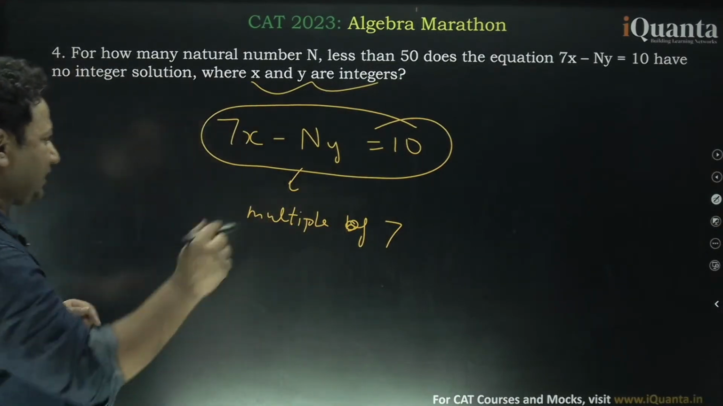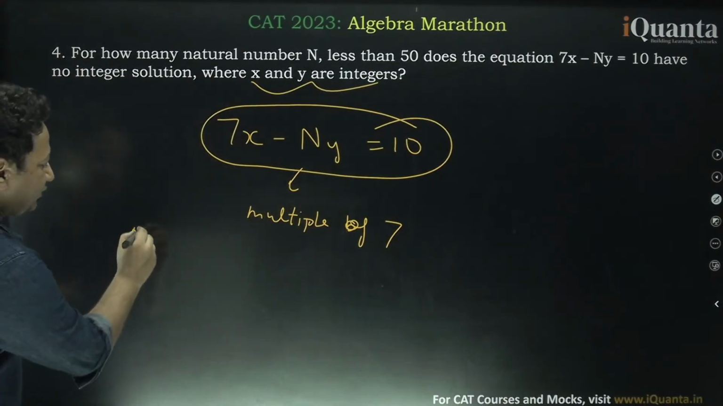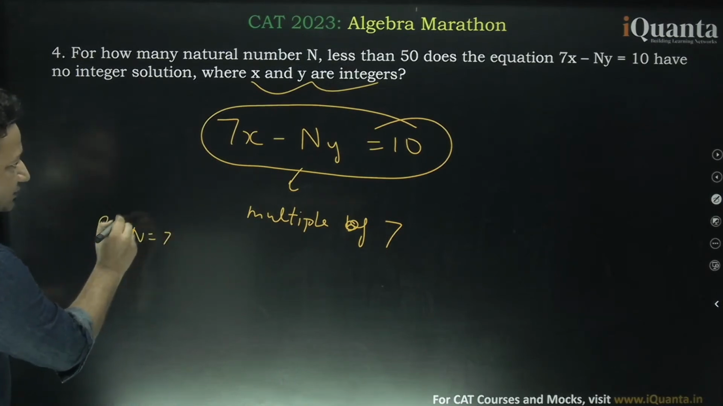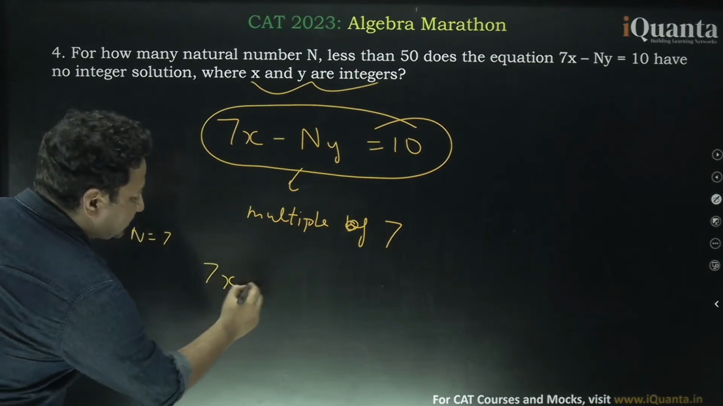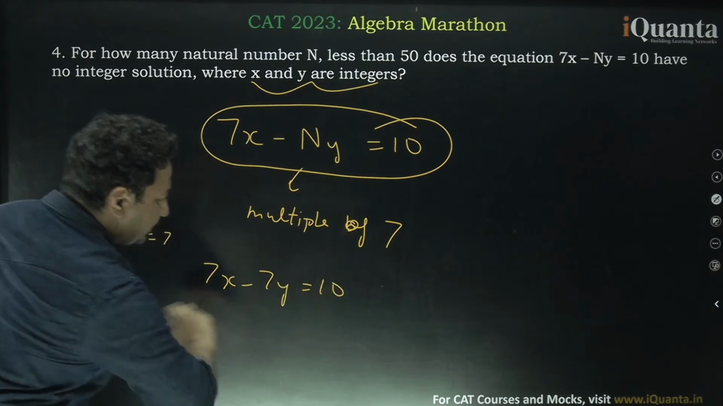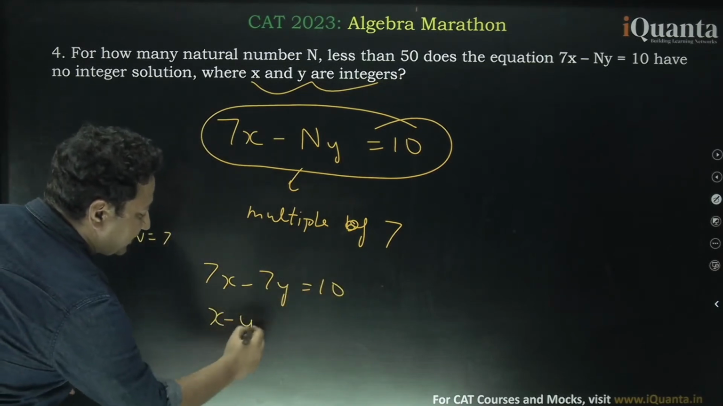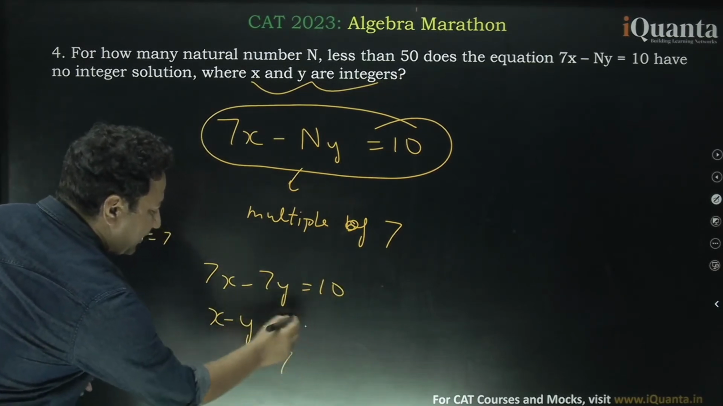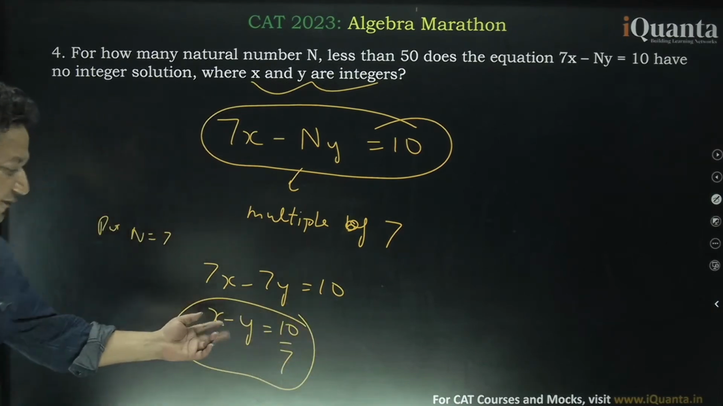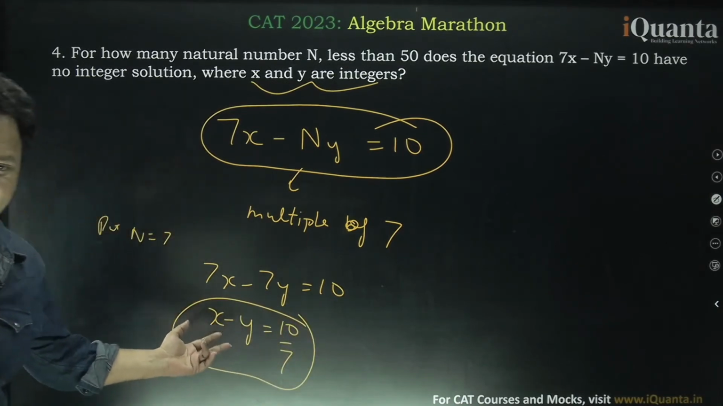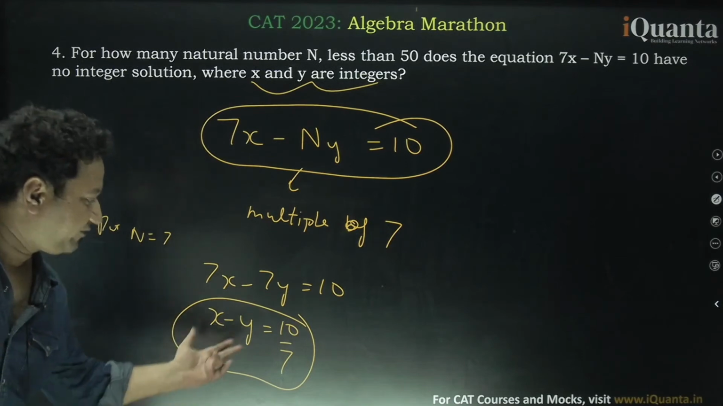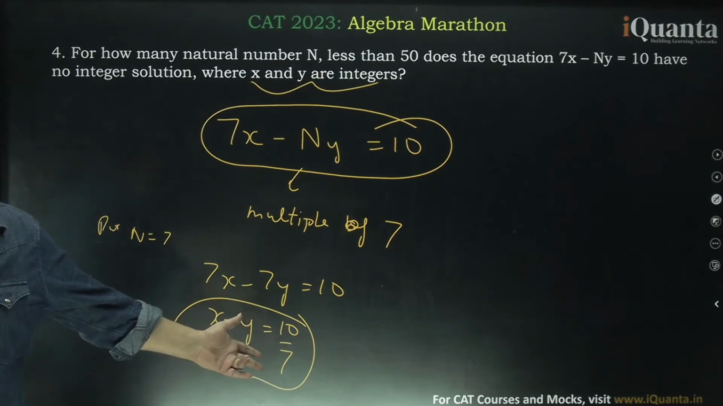I'm giving you some examples. For example, let us put n equal to 7. Understand this. So we'll be having 7x minus 7y is equal to 10. Dividing by 7, I'll be getting x minus y equal to 10 by 7. Now tell me, can we have x and y as integers if their difference is a fraction? Yes or no?